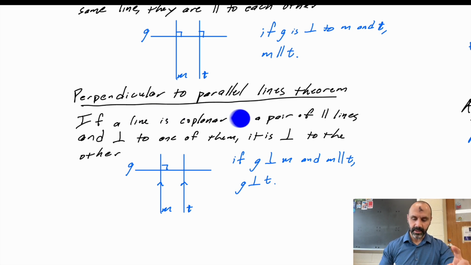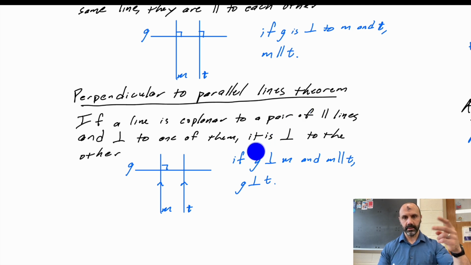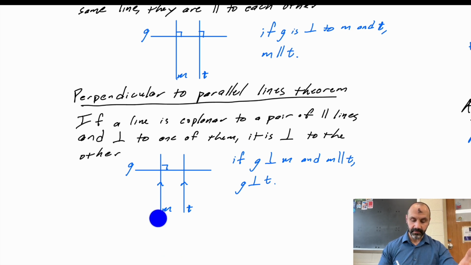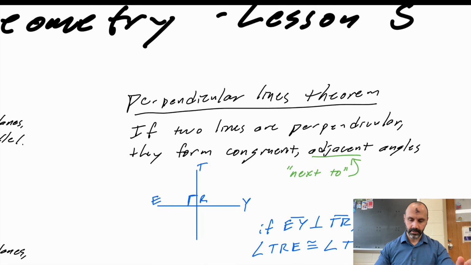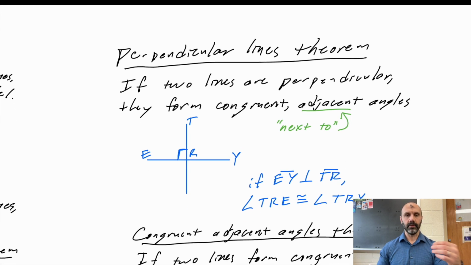And then the perpendicular to parallel lines theorem. So this is kind of going the other way. It's like the converse, you could say, of the other theorem. We'll talk about converse and stuff like that later. But anyway, if M and T are parallel to each other, and G is perpendicular to M, then that means that G is also perpendicular to T. And that makes sense. Okay. And it might be, again, sort of obvious, and you're like, of course. But again, we want to state everything clearly, precisely, so that we make sure everything fits together. There's no ambiguity or questions.